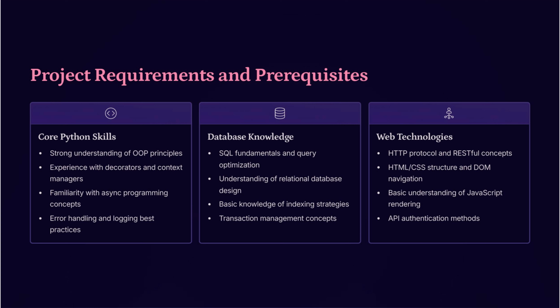To succeed in this project, core Python skills are essential, including object-oriented programming principles, decorators, and asynchronous programming. Proficiency in structured query language fundamentals, query optimization, and relational database design is crucial. Understanding hypertext transfer protocol, representational state transfer concepts, and hypertext markup language cascading style sheet structure is necessary, along with basic JavaScript rendering and application programming interface authentication methods.